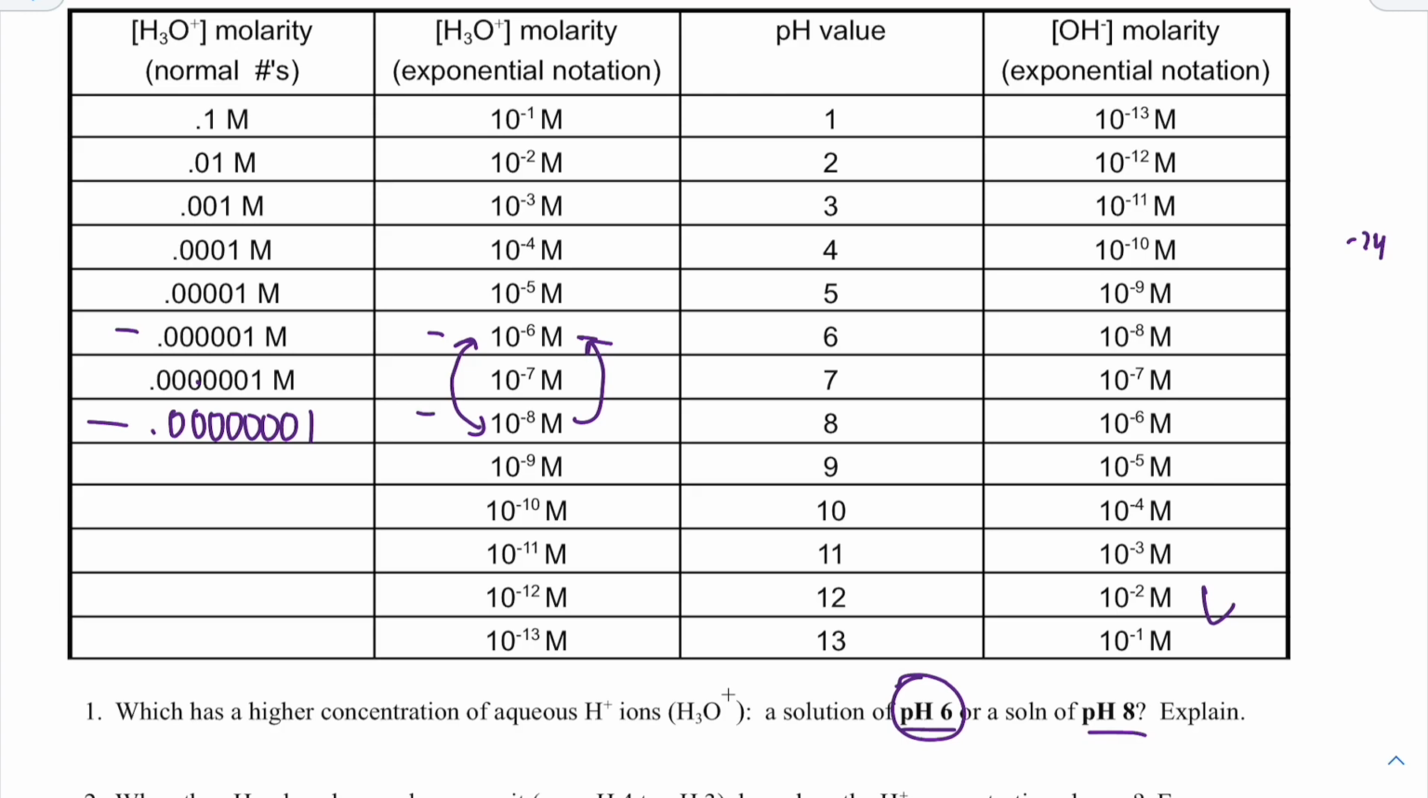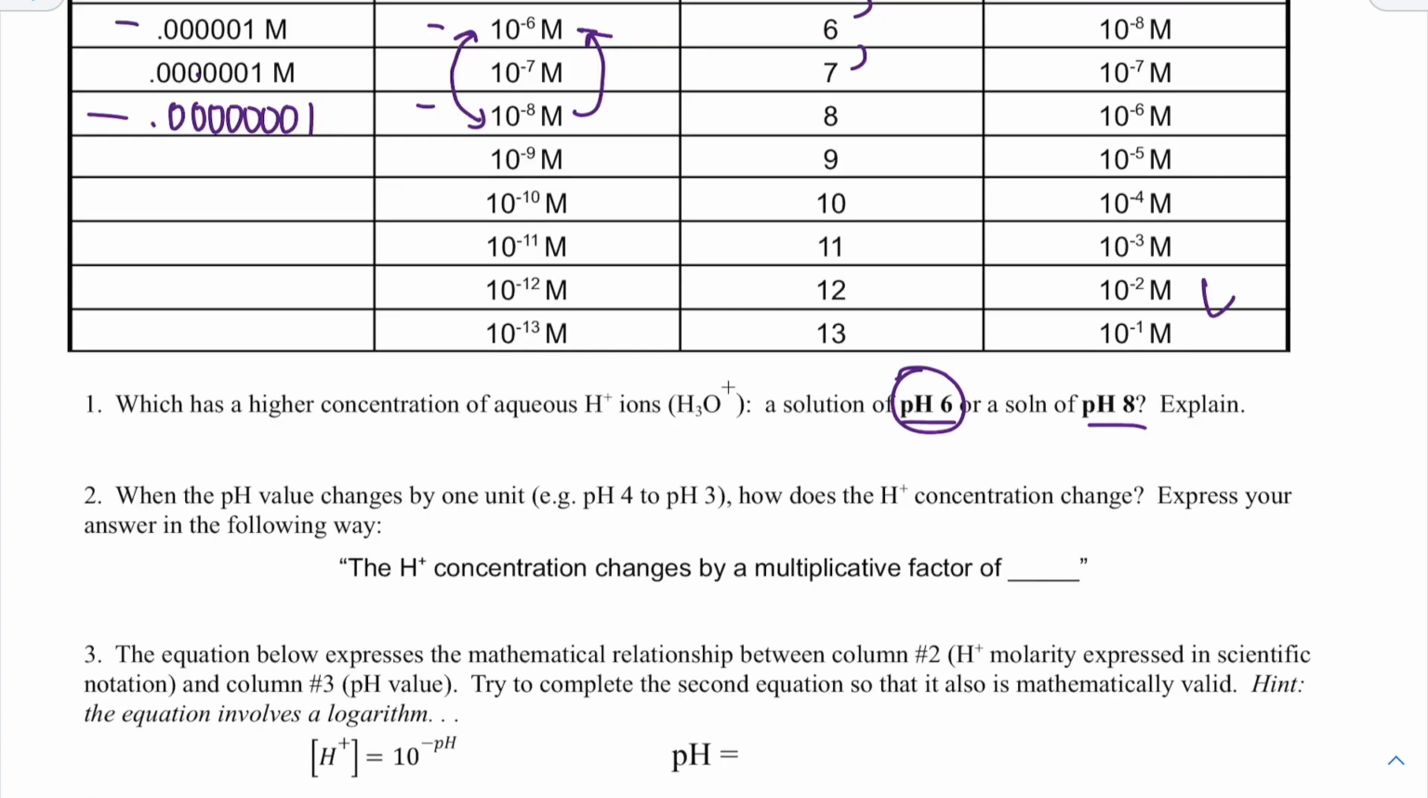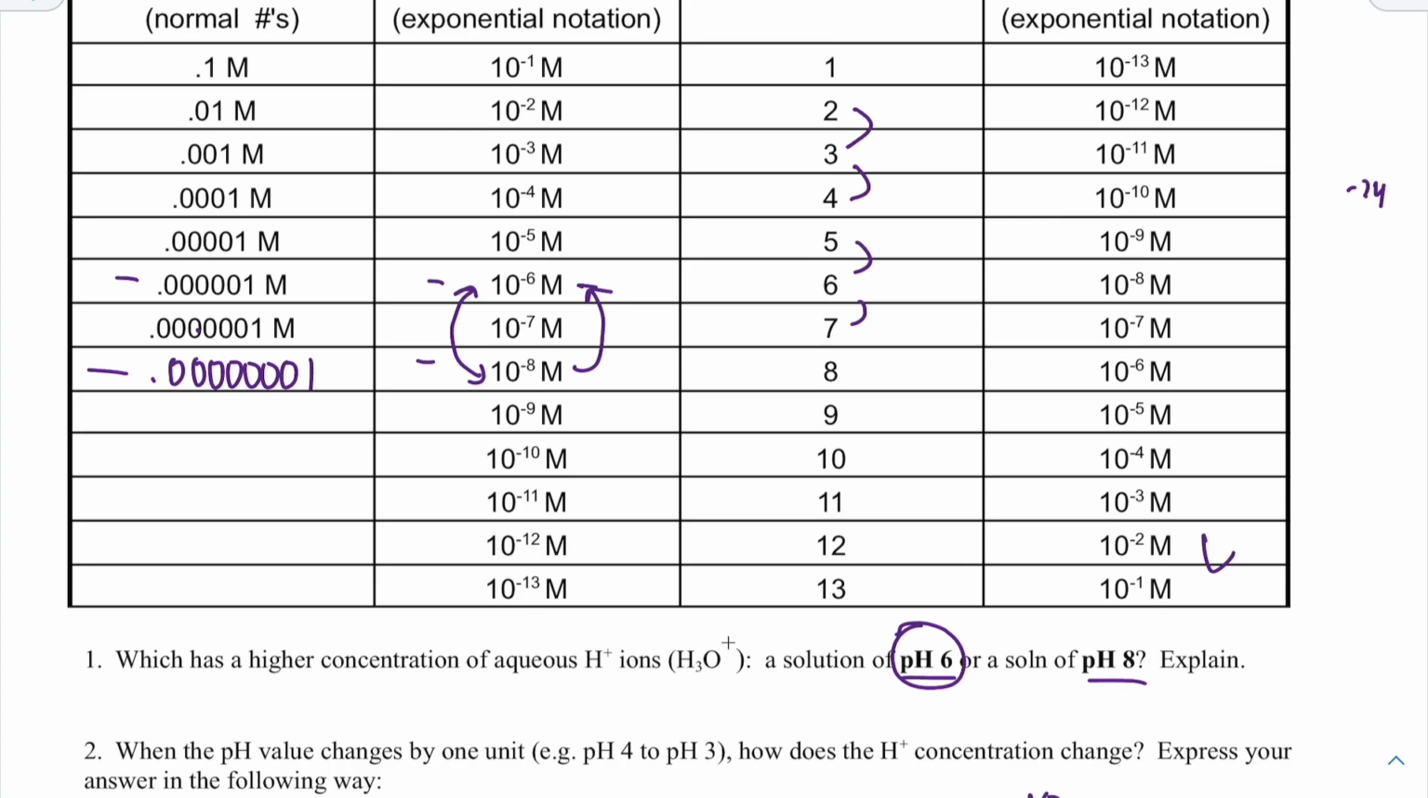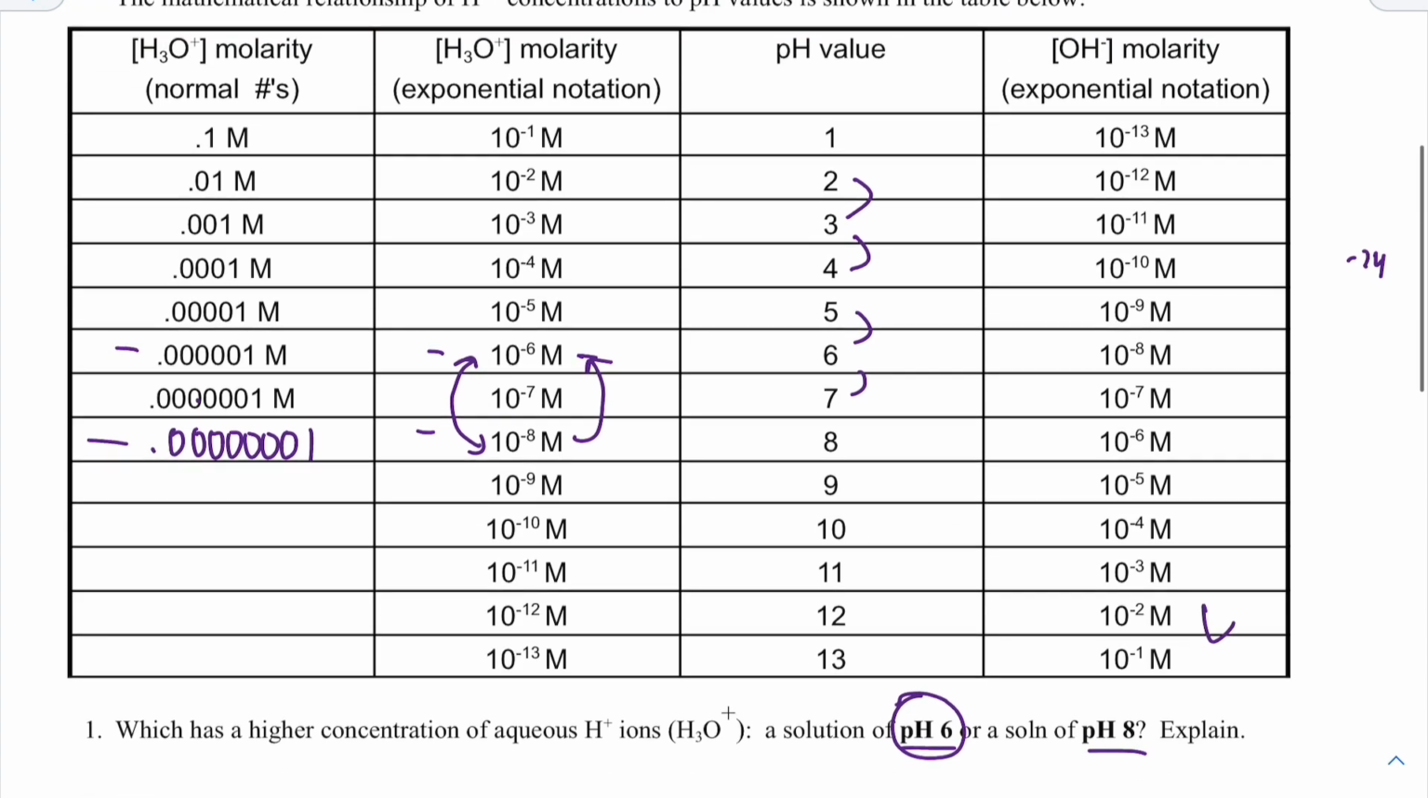So when you're looking at the pH of solutions, one number up doesn't feel like a large difference in pH, but each time you go up, that's a difference of 10 times the concentration. When the pH value changes by 1 unit, how does the H plus concentration change? I just answered that. The H plus concentration changed by a multiplicative factor of 10. So when you're looking at a difference of pH from 1 to 4, that's a huge difference in the concentration of H plus. Scientists wanted a simplified way to talk about the amount of H plus in a solution, and that's how we got the pH scale.